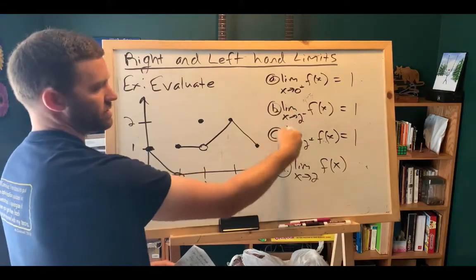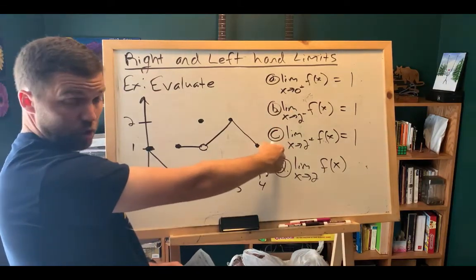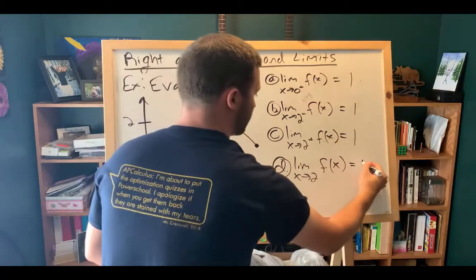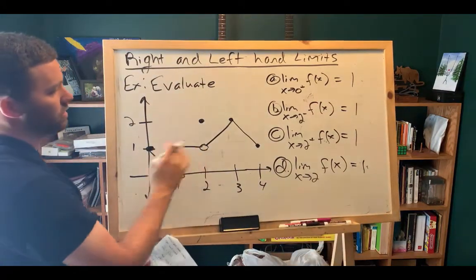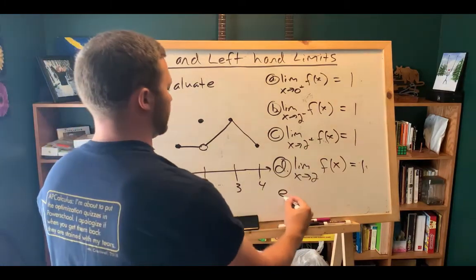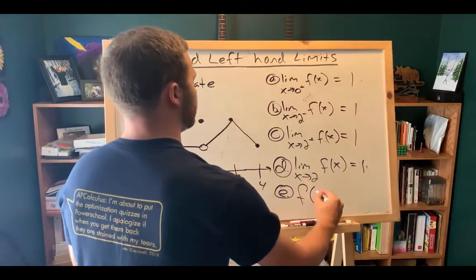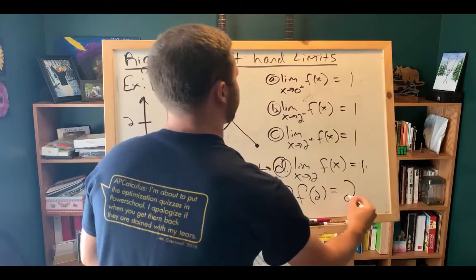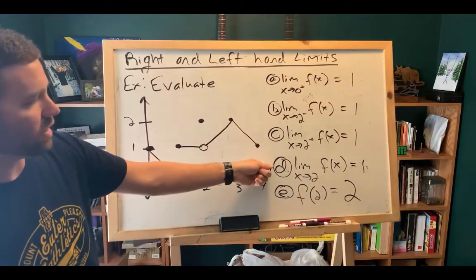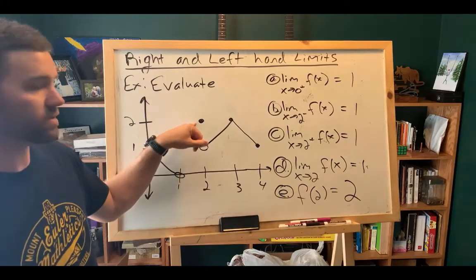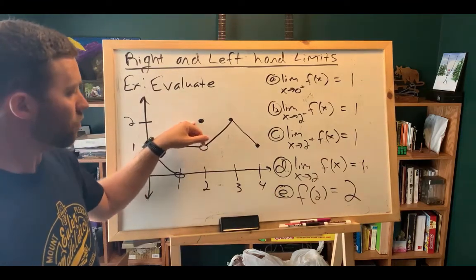Limit as x approaches 2 in general. Well, because the left-hand side and the right-hand side both go to 1, this must be 1. Okay? And there is a discontinuity here, and maybe we should throw this in as a part E, but f of 2 is actually equal to 2. Right? So you can see that everything seems to be going to 1, but the actual function value is this dot right here, which is 2.